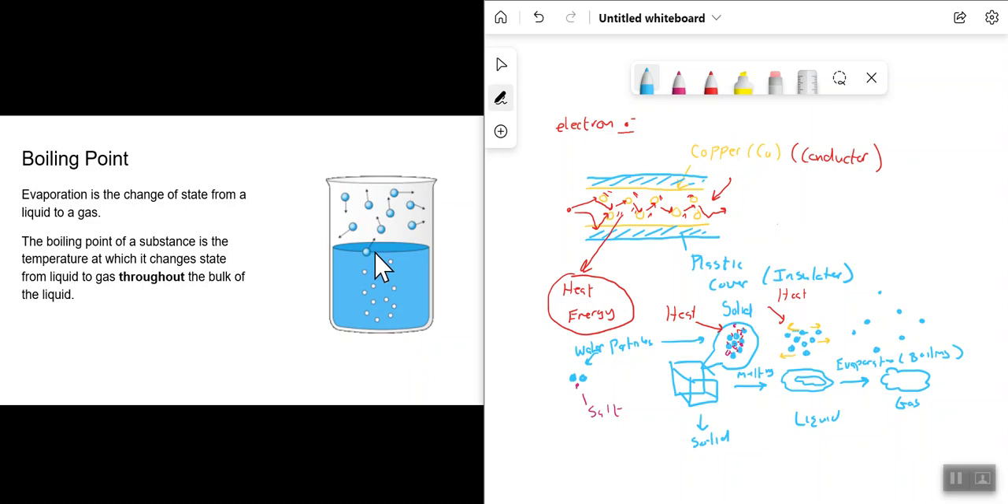So the liquid will start to boil off, and the particles will start to move out of the liquid and move further away from each other. And that's what you see when you see steam, for example, rising out of a kettle. So the boiling point of a substance is the temperature at which it changes state from a liquid to a gas throughout the bulk of the liquid. So the boiling point is the amount of heat energy, or the temperature you have to get it up to in order for the liquid to turn into a gas.